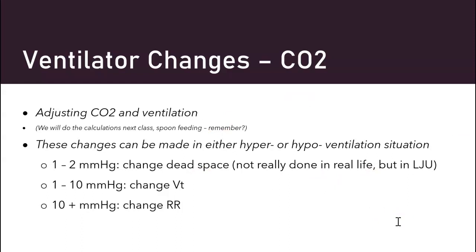So these are the rules of thumb for what changes to make for CO2 changes. And these can be either for hyper or hypoventilation. So if you have too high a CO2 or too low a CO2, this can go one way or the other.